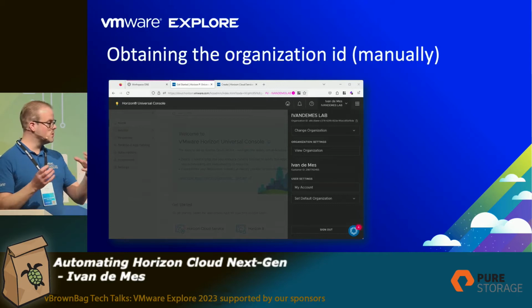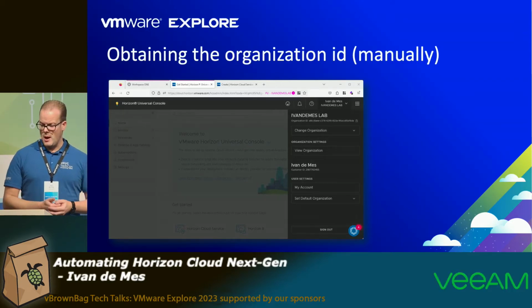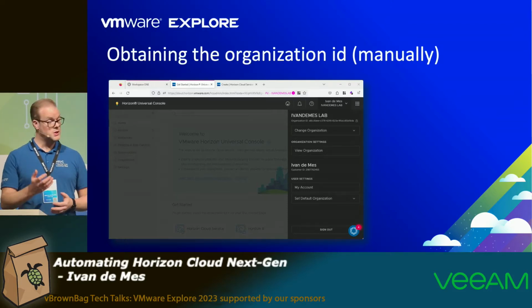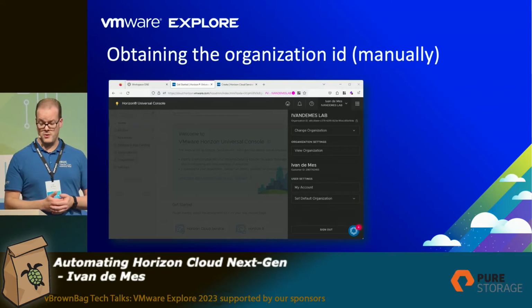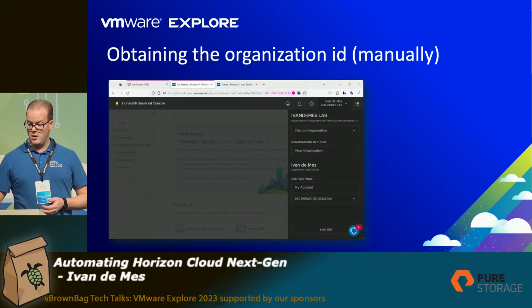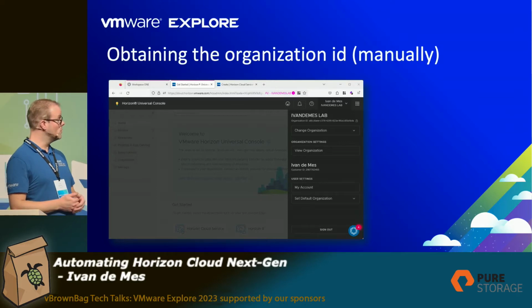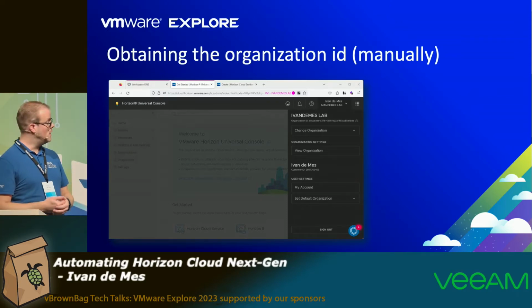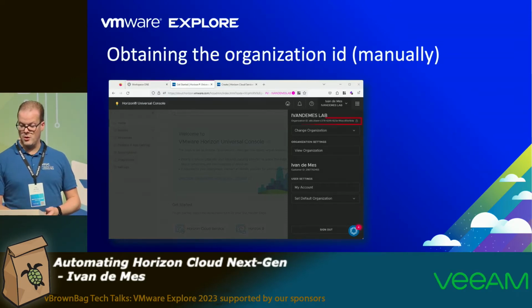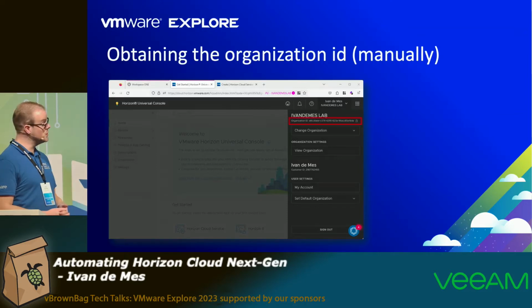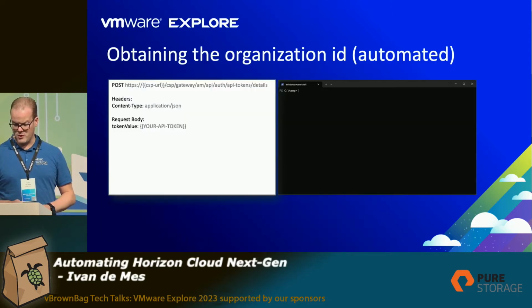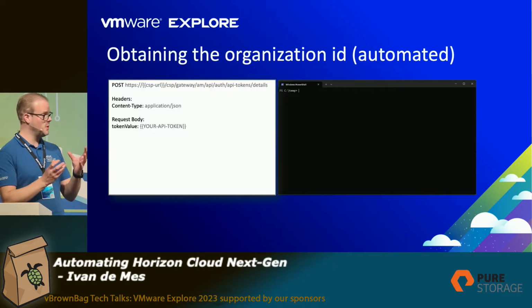Now there are also certain requests that you do using the API for which you need the organization ID. The organization ID is something that you can get manually by going to the Horizon Universal Console. Simply go to your account, the drop-down menu. You can see your company name or your organization name, and below that you will see your organization ID. There's also a copy button there as well. But of course, we can also do it in an automated way.